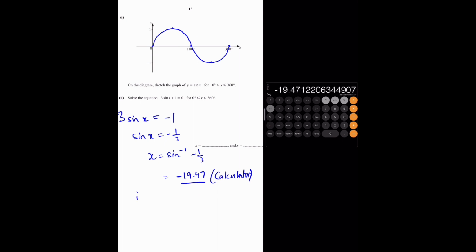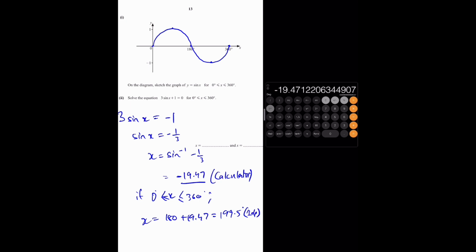So if 0 is less than equal to x less than equal to 360, that means x equals 180 plus 19.47, which is equal to 199.5 degrees because it's an angle, one decimal place.